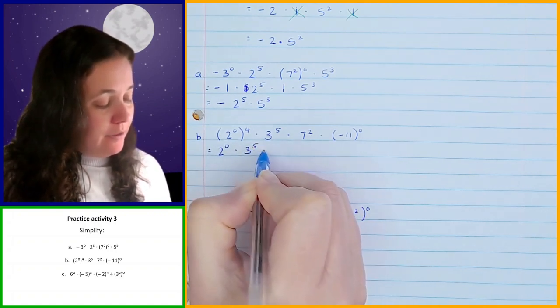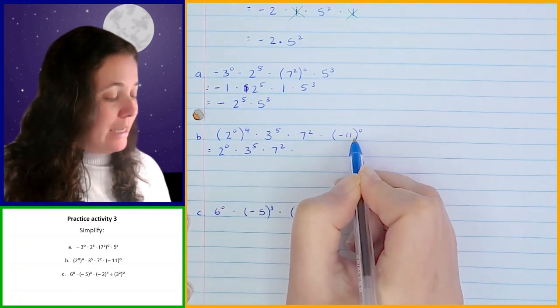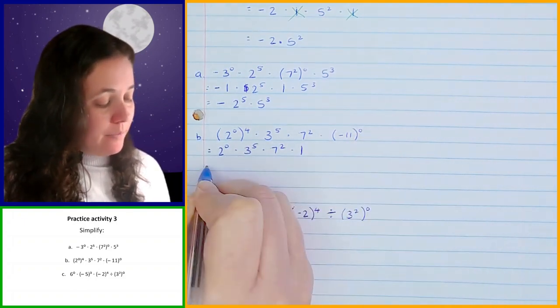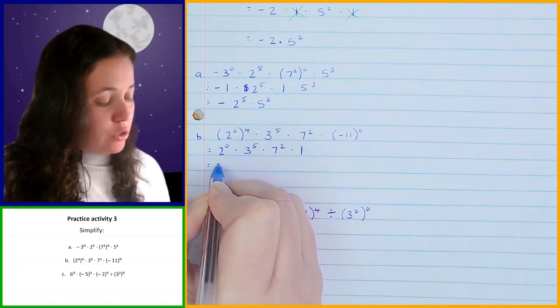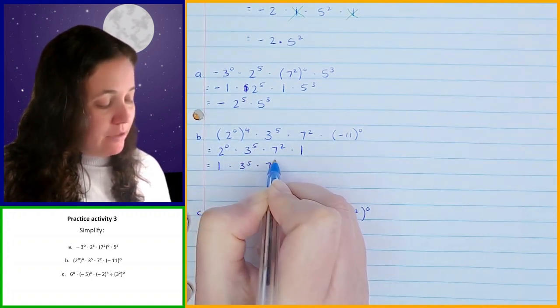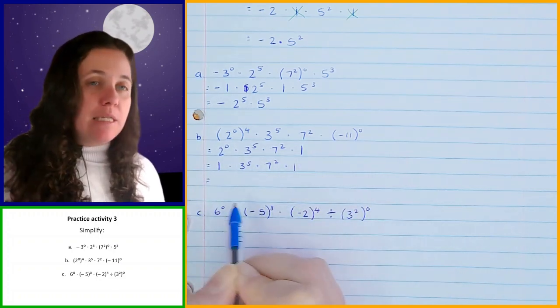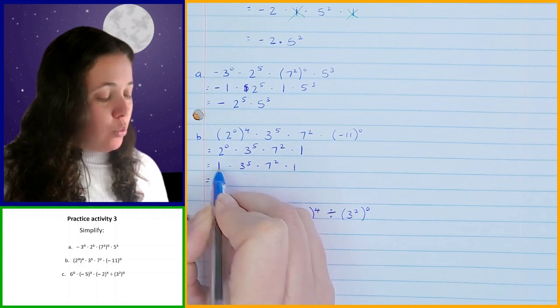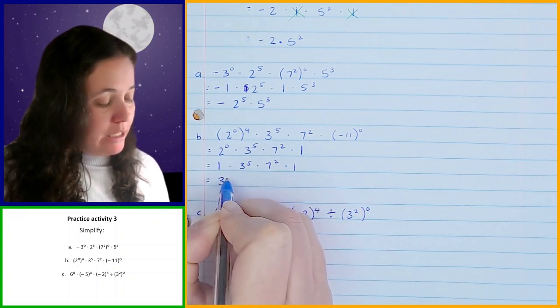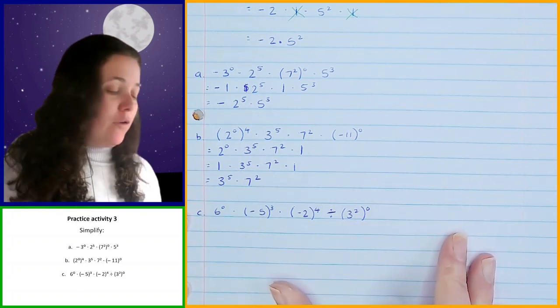times 3 to the power of 5 times 7 squared times negative 11 in brackets to the power of 0, which is 1. Okay, so then this is also equal to 1 times 3 to the power of 5 times 7 squared times 1. You don't have to write that 1 again there if you don't want to. And then we can just write down what we're left with. The 1s we don't need to worry about, so it's just 3 to the power of 5 times 7 squared. So that's what you should have got for question B.